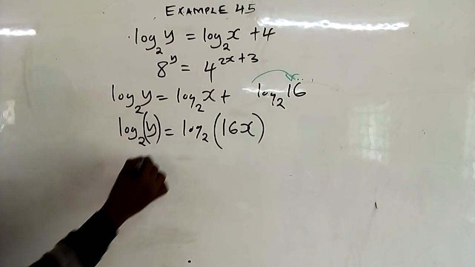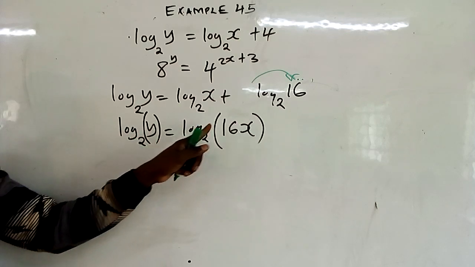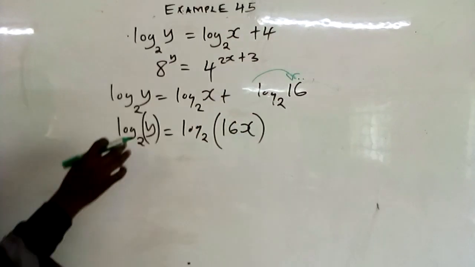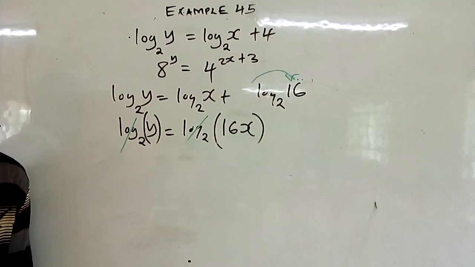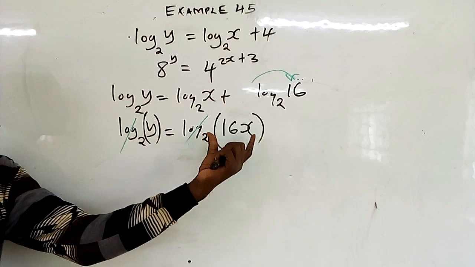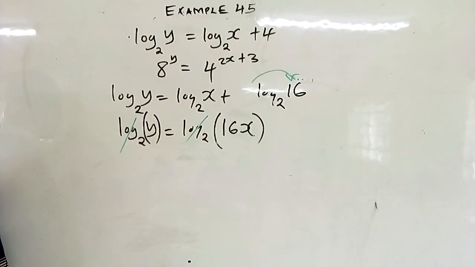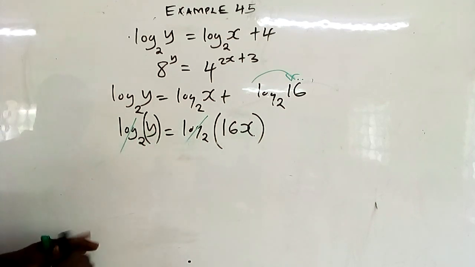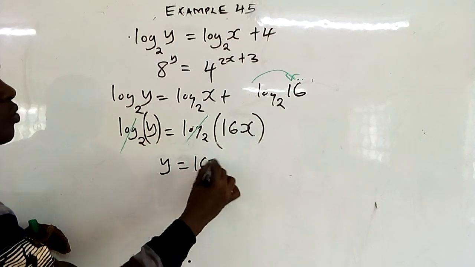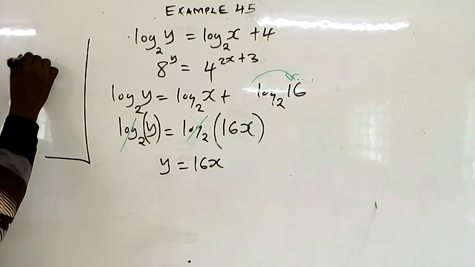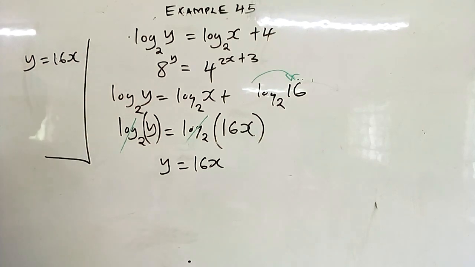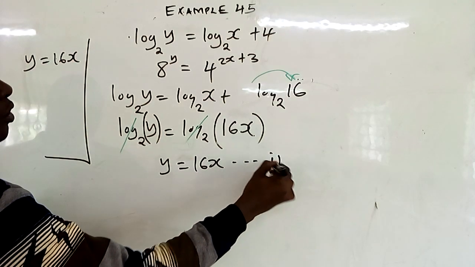So from here you have log y to base 2 is equal to log 16x to base 2. It is like you introduce log 2 on both sides of the equation, so you now ignore the log on either side. You must have one term to be able to ignore the log; if you have more than one term, you cannot. So we remain with y is equal to 16x. The first equation, we found y is equal to 16x. You make that your equation 1.